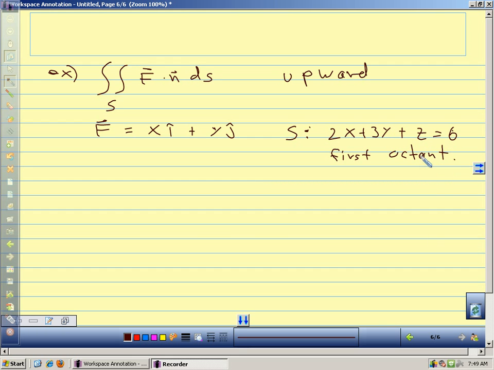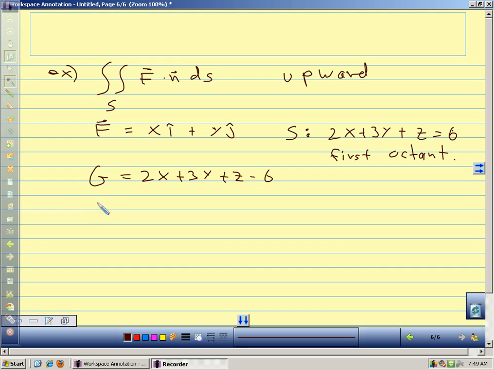So first off, what is our surface? What is a surface? A plane. So we have a surface, we have a plane, and we're looking at the first octant portion. Here is our capital G, the function whose gradient is going to give us our unit normal vector. Let's say G is 2x plus 3y plus z minus 6. That's our implicit formula for our surface.